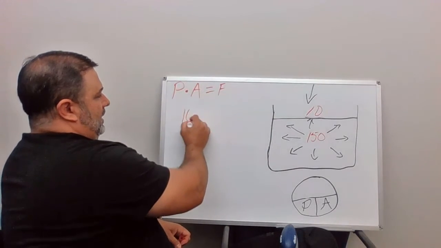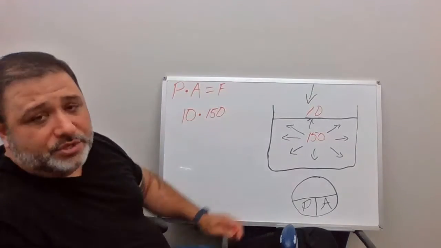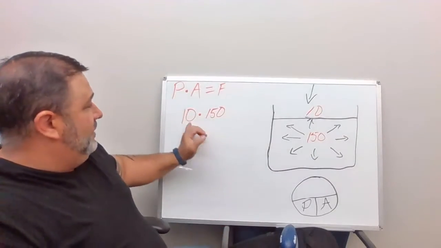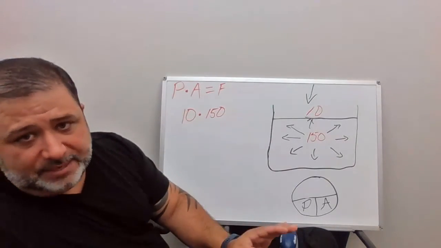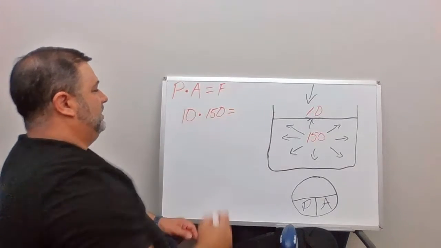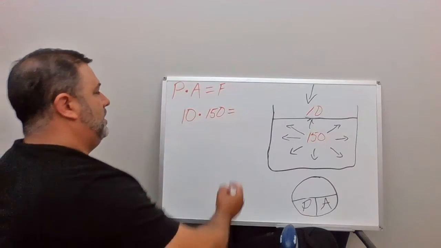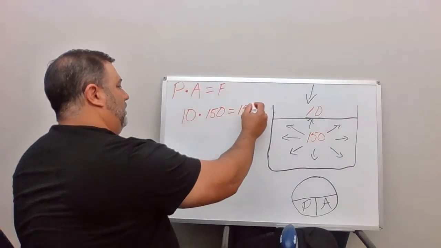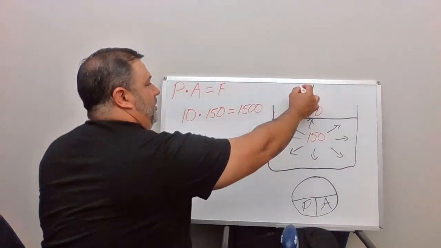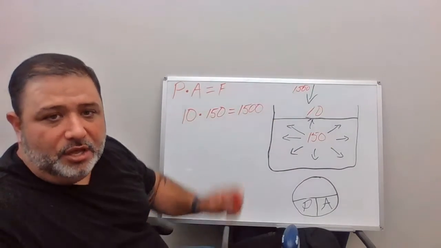So, 10 times 150, and it doesn't matter which way you put this. In multiplication, it never matters. If this one's here, that one's there, it still equals the same thing. So, this is 10 inches times 150 pounds equals 1,500 pounds of force pushing down on top of the fluid.